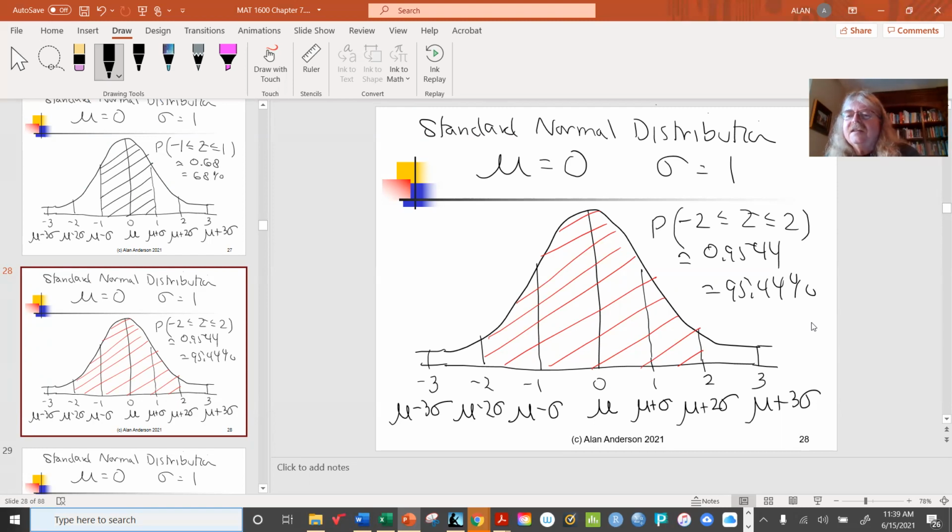All right, well, I think you can see what's coming next. Then we're going to extend the curve or the shading out to plus and minus 3. And you'll see that that represents almost the entire curve. Okay, so let's see what that looks like.